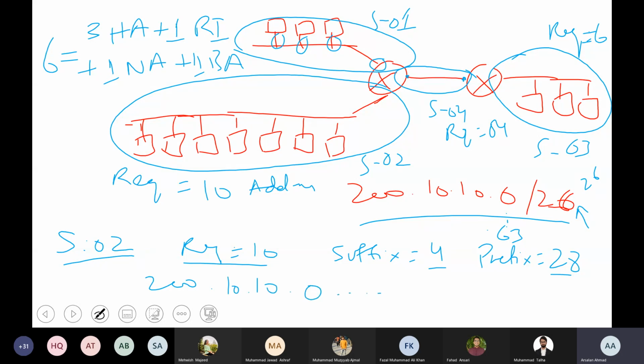200.10.10.0 up until 200.10.10.15. Not 16, 15. Okay. /28. And then if you perform it for the next requirement, what would be the next requirement?